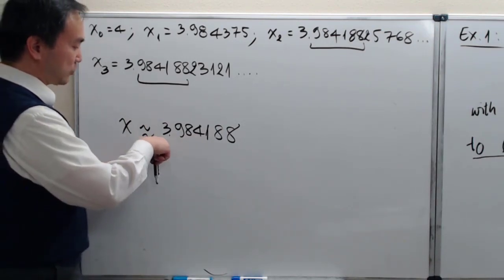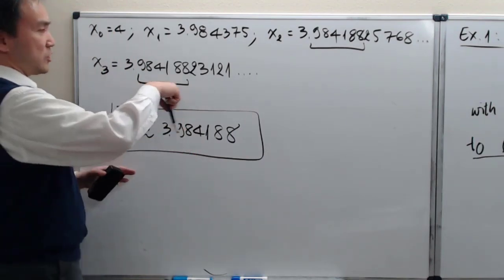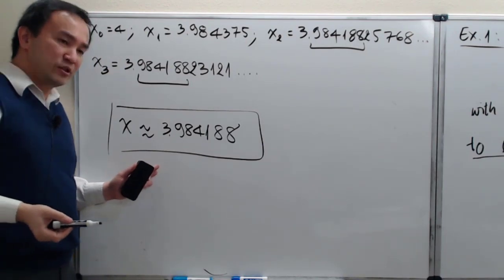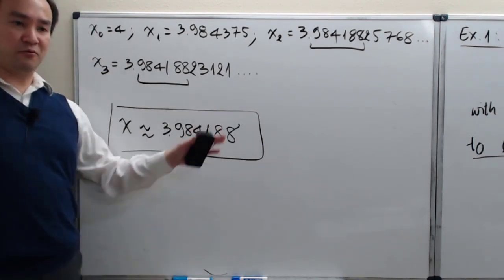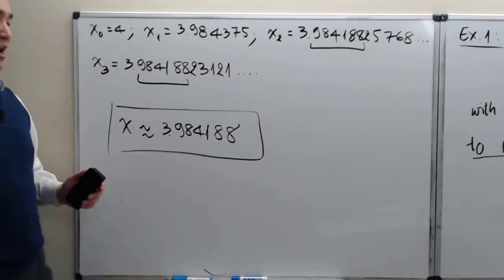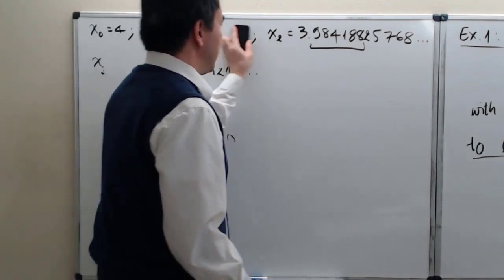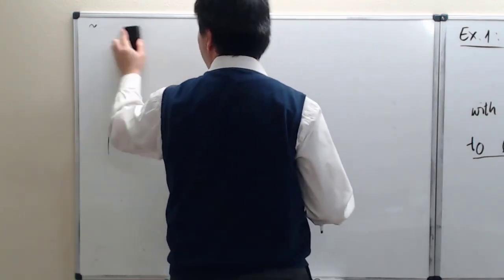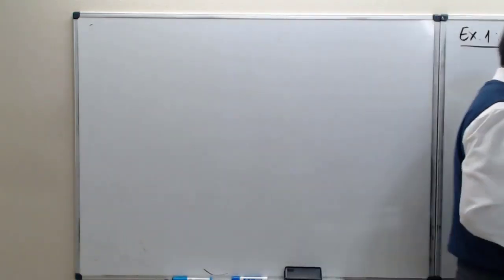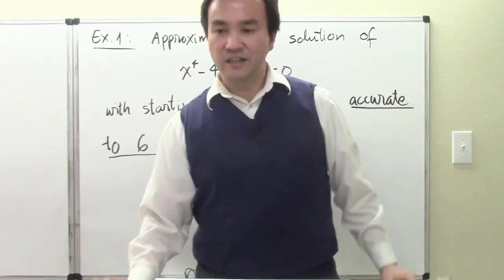And so the reason I chose 3.984188 is that within 6 decimals, x2 and x3, my 2 later steps, agree with each other. That means I no longer have to go to x4, because the problem here only requires 6 decimal places. Okay, and so that is how we solve this problem. Before I close down the example and move on to another one, let me also point out a few other details that we won't be able to cover in this class right here.